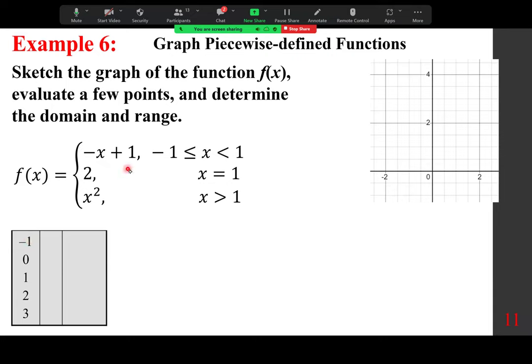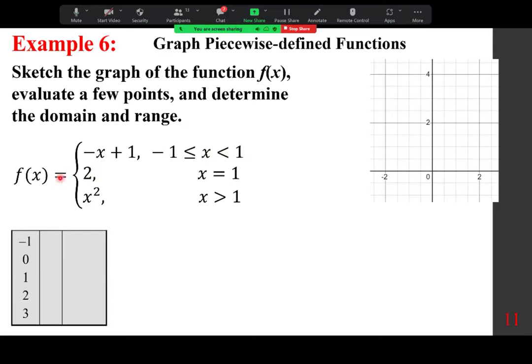Minus one. Pay attention to the fact that f of x or y equals minus x plus one when x is between these two numbers, between negative one and one. Negative one is included, one is not. At precisely x equals one, we have the y coordinate two. So right away, this means, everybody, this means two here.